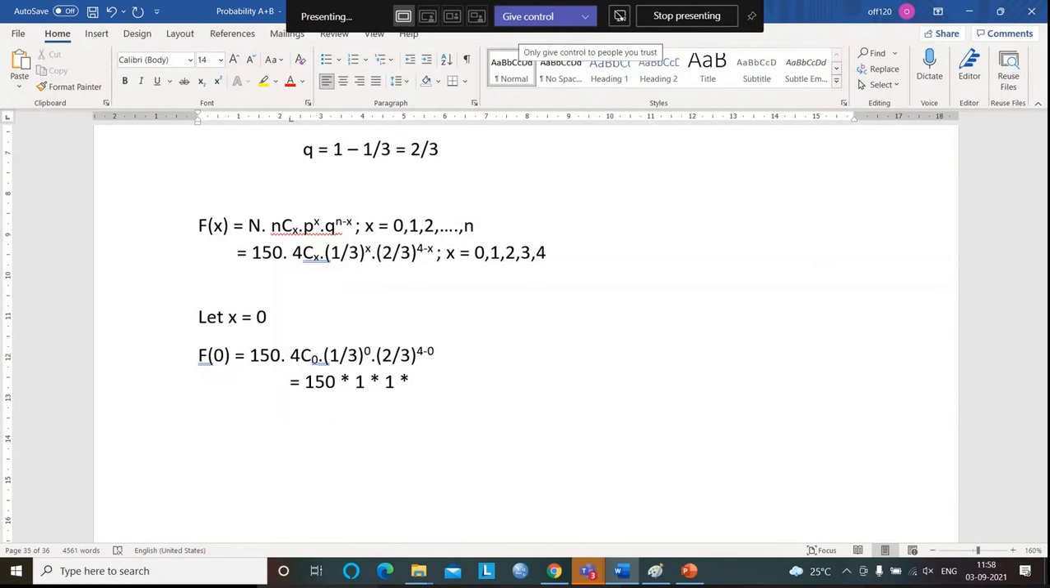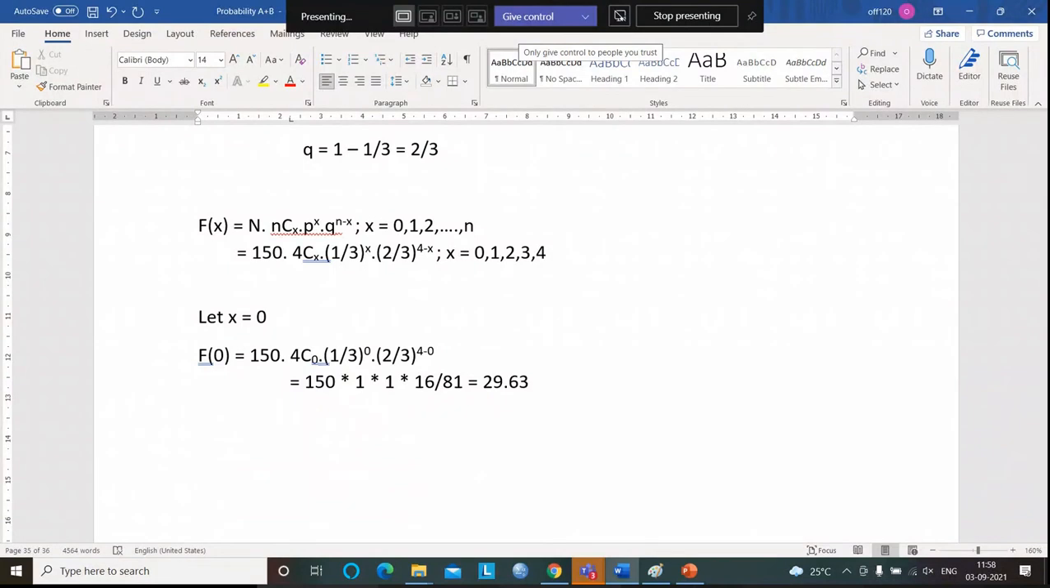2 to the power 4 means how much? 2, 4, 8, 16. So 2 to the power 4 is nothing but 16, divided by 3 to the power 4. 3, 9, 27, 81. So 16 divided by 81. Once we do this calculation, 150 into 16 divided by 81, we get the answer as 29.63. Whenever we get a calculated answer in decimals, let it continue up to 4 places after the decimal. No problem.